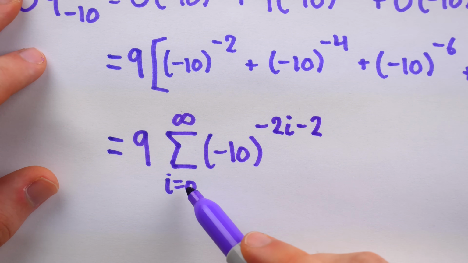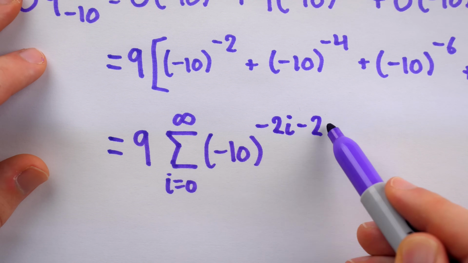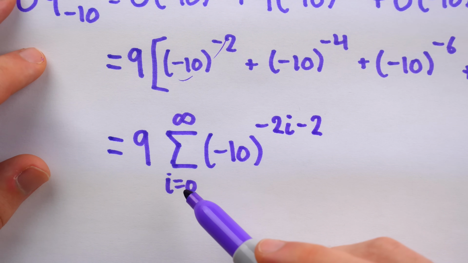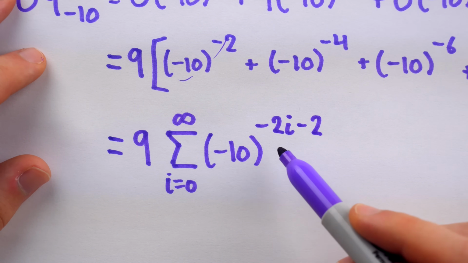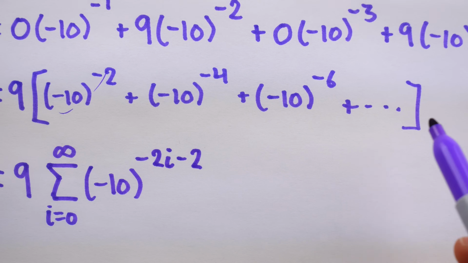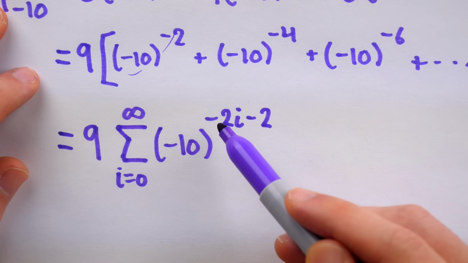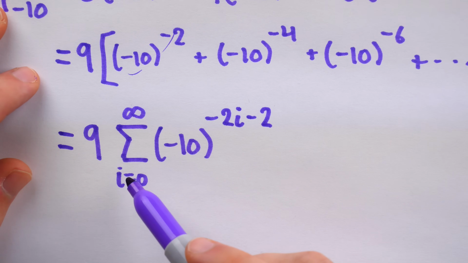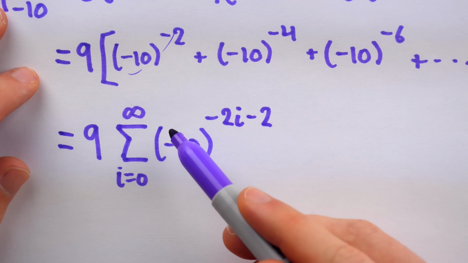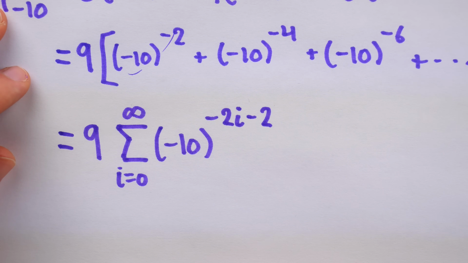For the first term in the sum, we would plug in i equals 0, giving us negative 10 to the negative 2. For the next term in the sum, we would plug in i equals 1, giving us negative 10 to the negative 2 minus 2, which is negative 10 to the negative 4, and so on. This goes on, of course, to infinity. Of course, the negative 10 to the negative 2i is changing as i increases from 0 to infinity, but there is also the negative 10 to the negative 2, which we could take out of the sum by itself.